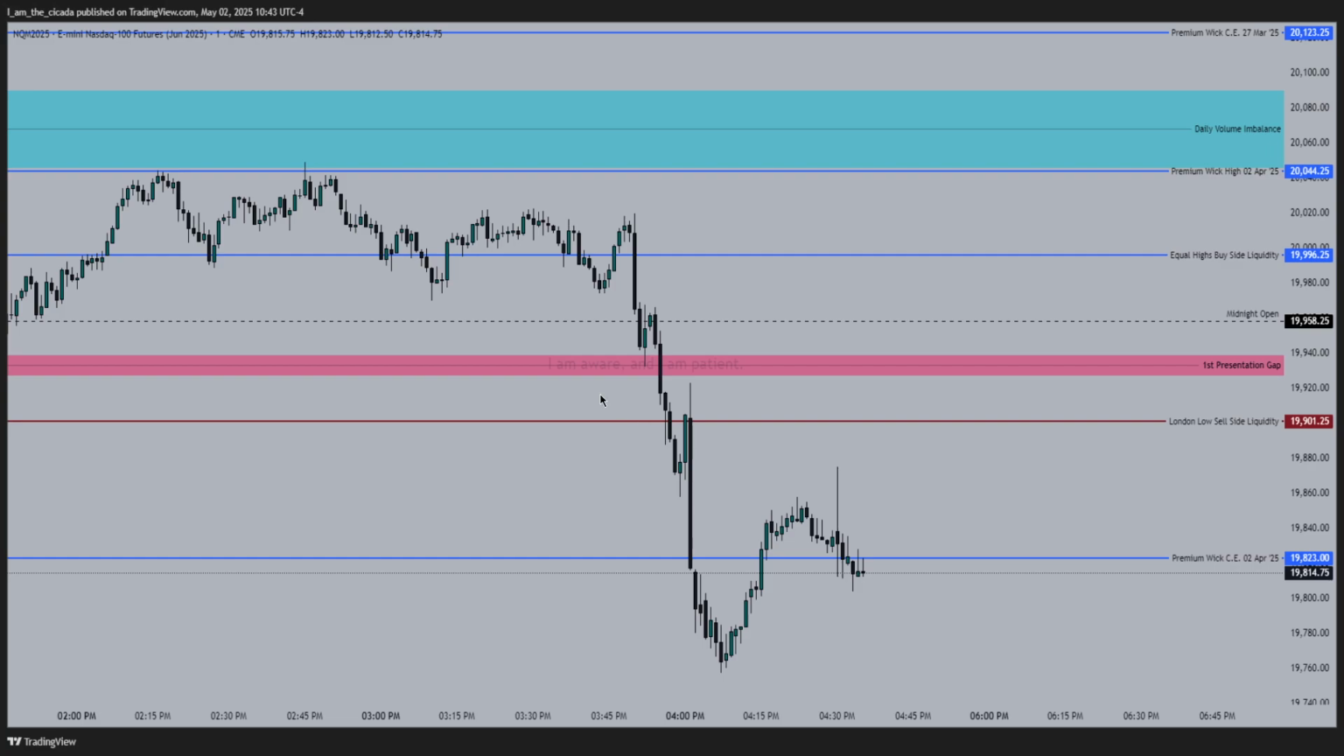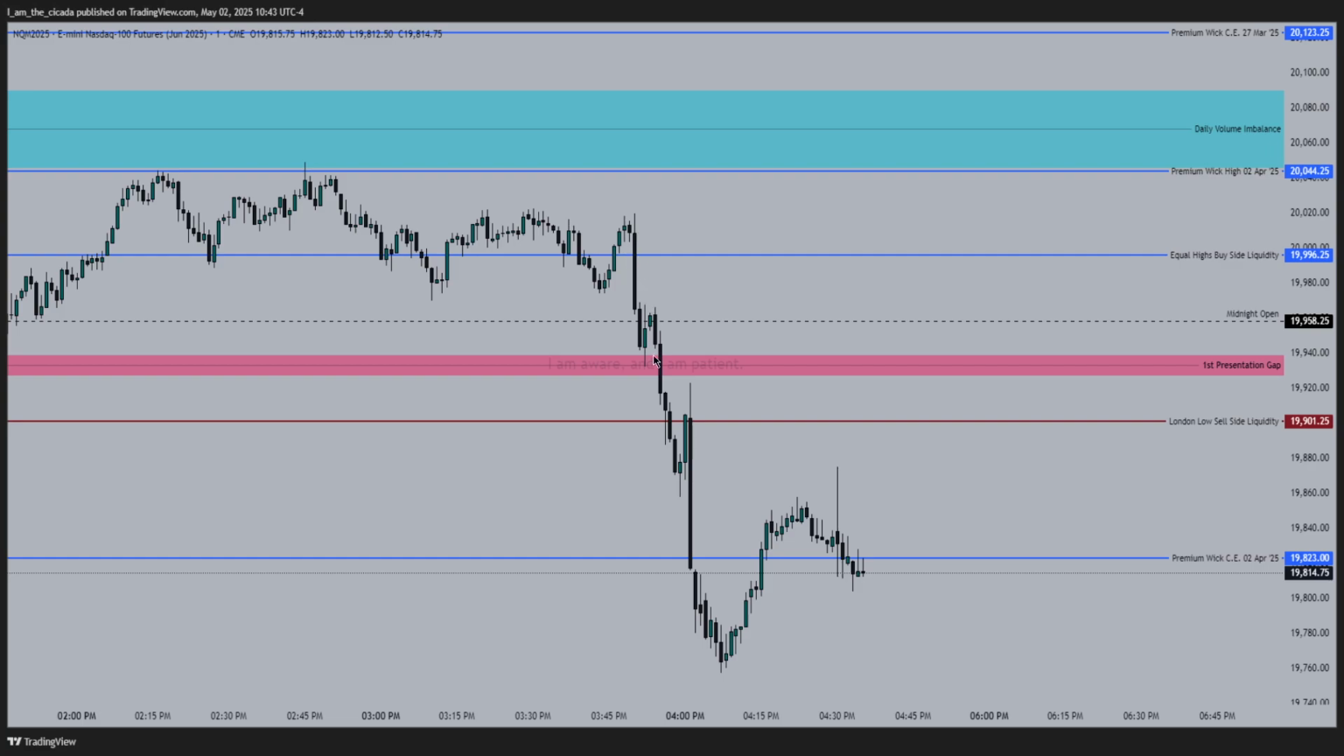One thing that I want to take attention to is how we refer back to the daily volume imbalance as well as the premium wick high. Notice how we respect it perfectly here. That is very signature. We return lower from there. We fill a liquidity void here. And then from there, price returns back to it once more, to trade lower, breaking down, consolidating around this area.